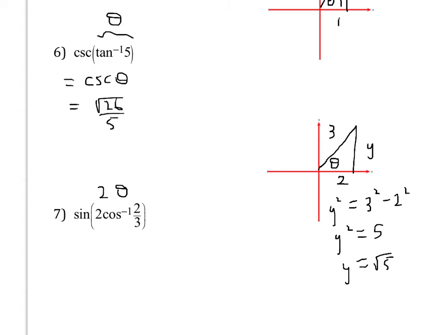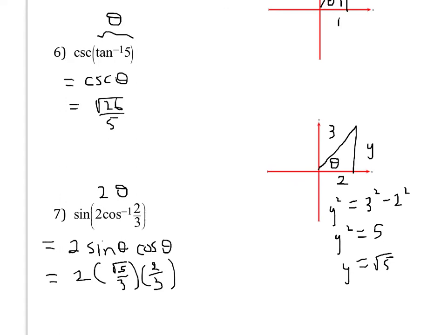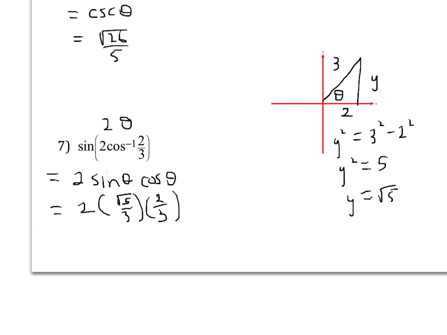So it's the sine of 2 theta. Well, the sine of 2 theta, remember, is 2 sine theta times the cosine of theta, right? Alright, well, the sine of theta is y over 3, so it becomes square root of 5 over 3. And the cosine of theta is 2 over 3. So when you multiply that out, you get 4 radical 5 over 9, right?